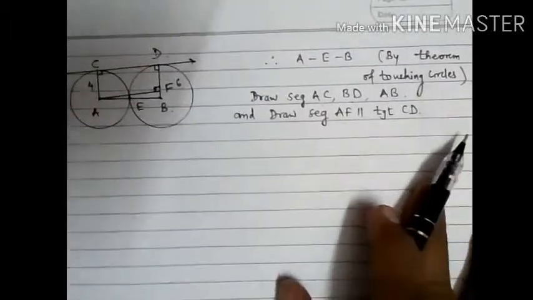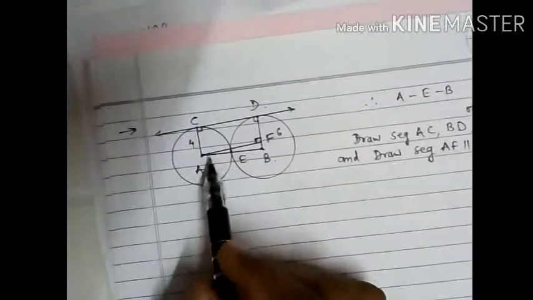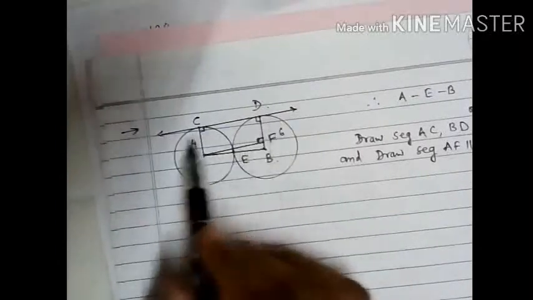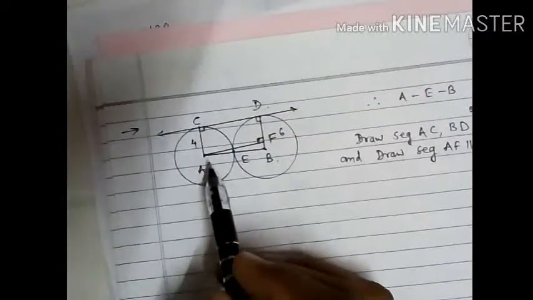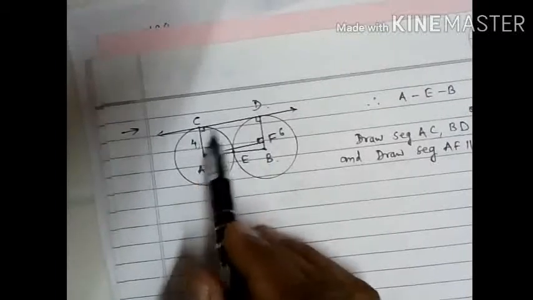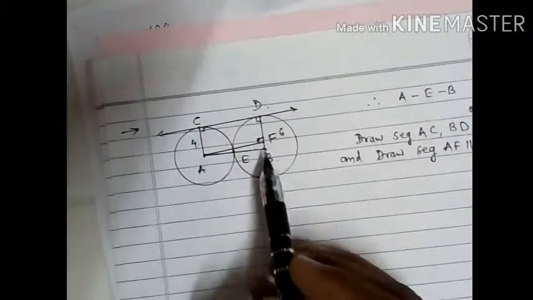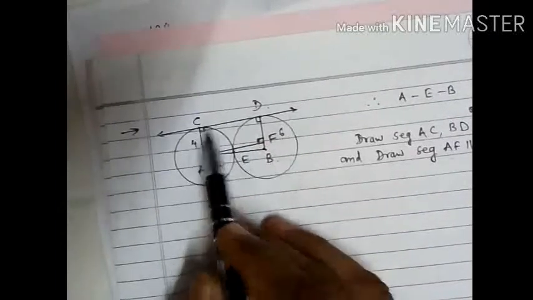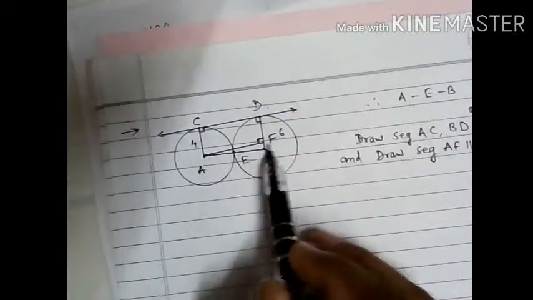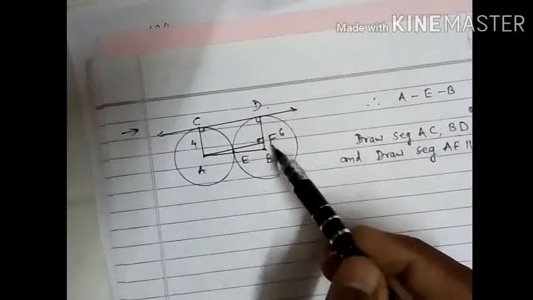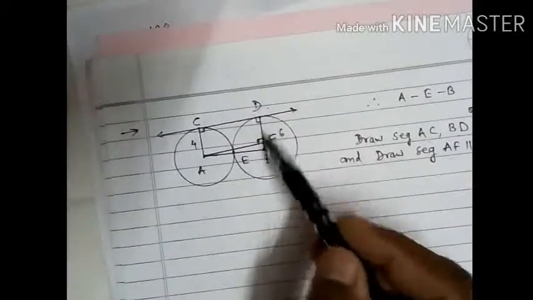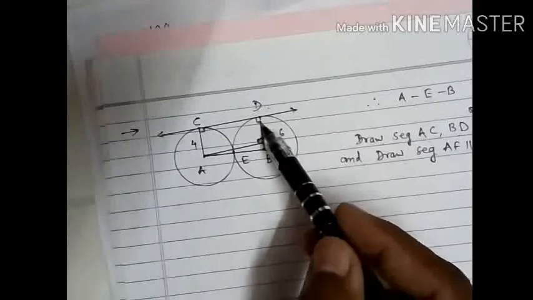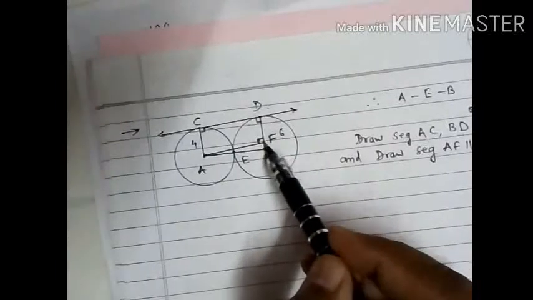Here note that this radius is perpendicular to the tangent. Therefore, angle ACD is equal to 90 degrees, and CDB is also equal to 90 degrees, and these are parallel lines. CD and AF are parallel, and BD is a transversal. Therefore, this angle is 90, this is also 90.